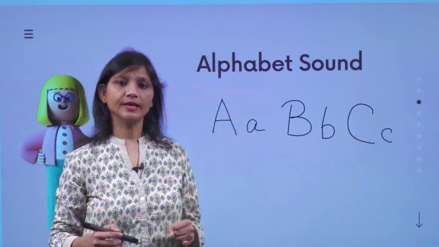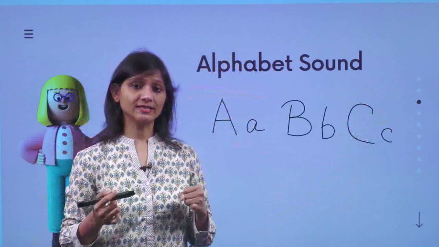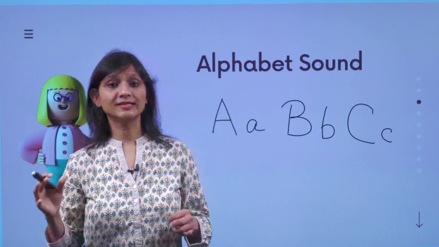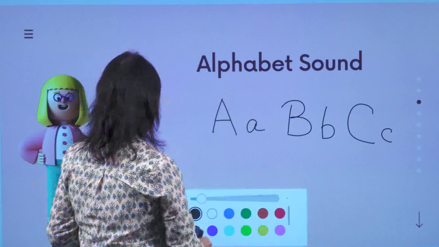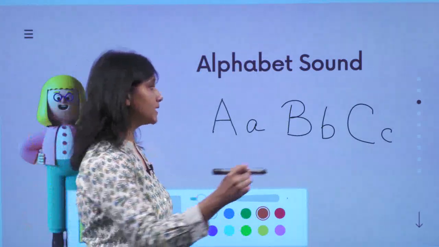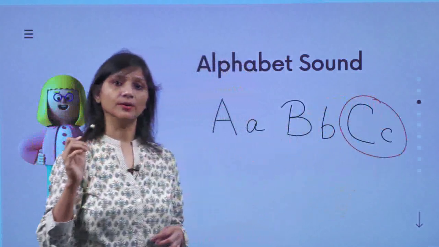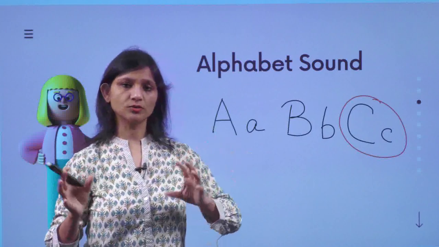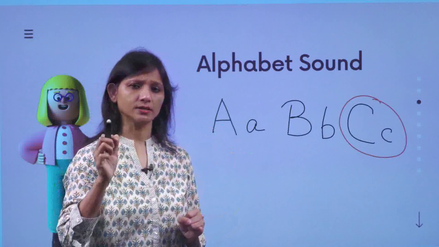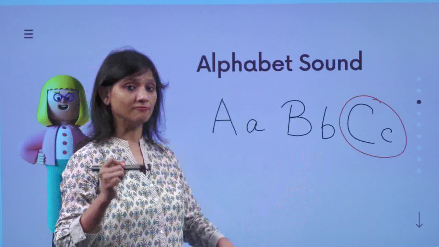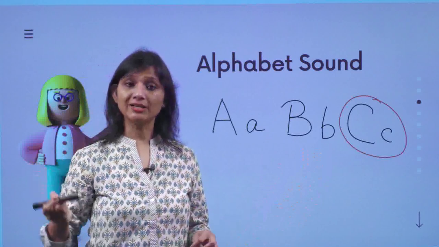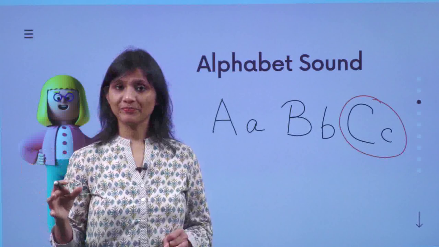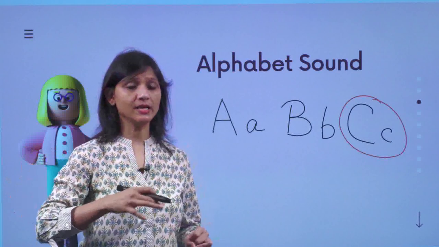The letter sound of C is C. The phonic sound of C is K. Now I would like you to take a note, because we will have to come back to C later. C not only produces the letter sound and the phonic sound, it also has another sound that we will look at later. That is why I have circled C in red. The phonic sound of C is K. K, K, cat. We call it C, but the sound is K.